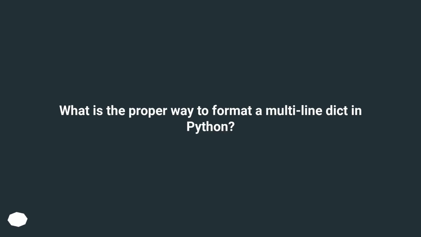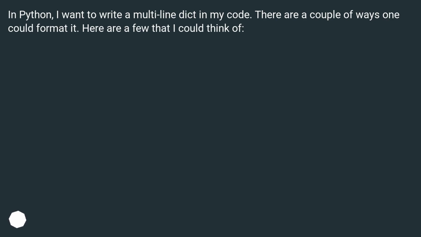What is the proper way to format a multi-line dict in Python? In Python, I want to write a multi-line dict in my code. There are a couple of ways one could format it. Here are a few that I could think of.